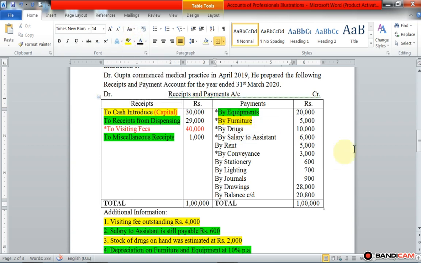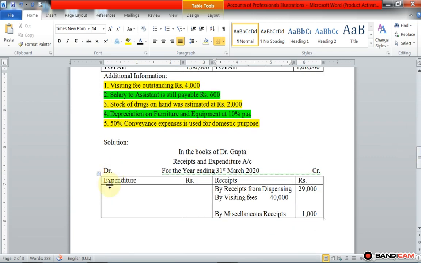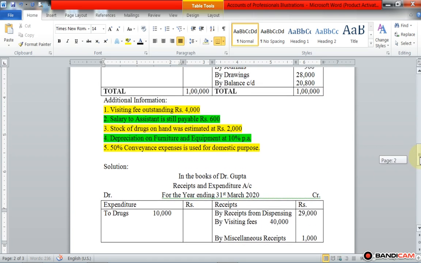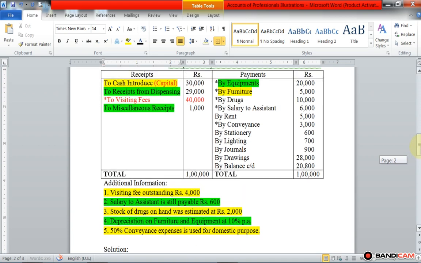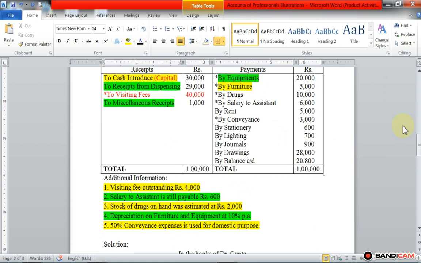Now drugs is an expense. Drug is the expenditure of the profession, but additional information is provided. It is expenditure, so on the expenditure side, to drugs, put the figure in the inner column amounted to rupees 10,000. Then leave one line below the drugs because additional information is provided, so we have to give the effect of additional information.